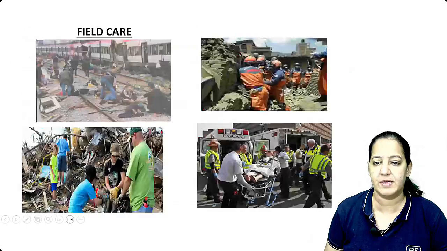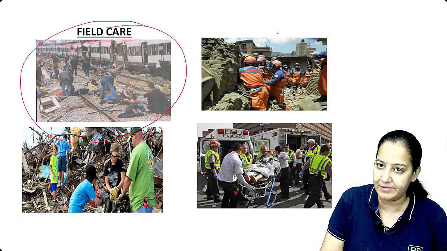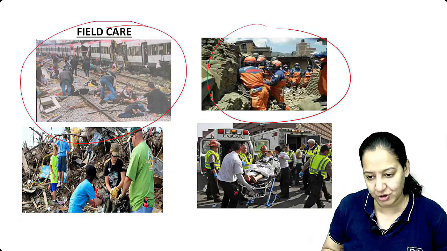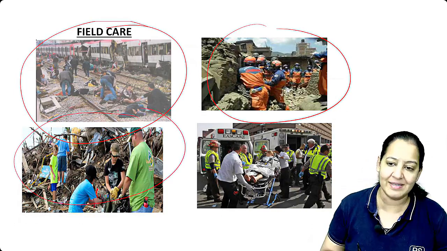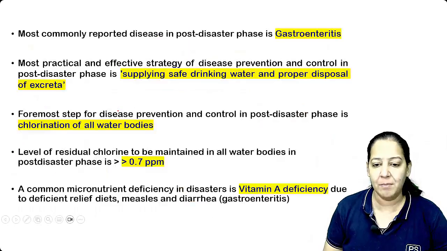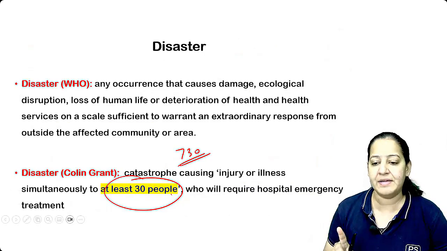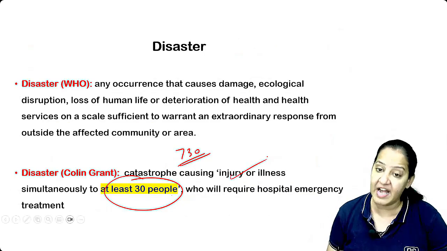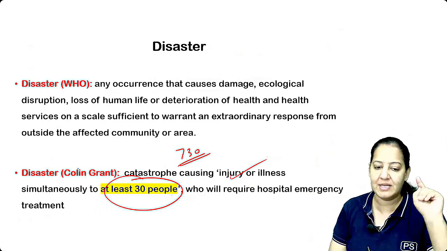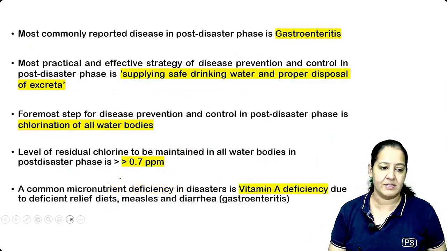Let me show you a few disasters. These all are disasters. You can see a train derailment, a volcano eruption, an earthquake. So more than 30 people are injured at the same time, simultaneously. They are dead or injured. This definition is given by Colin Grant. Please learn the definition of the disaster.